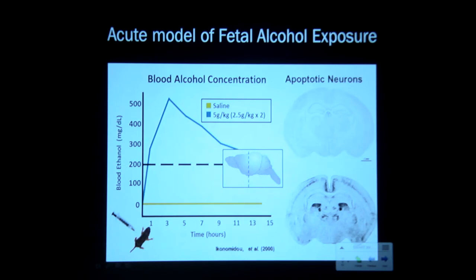So if we look at a section through a brain from an alcohol-exposed mouse versus a saline control-exposed mouse, you'll notice there's a significant increase in cell death in my alcohol-exposed mouse, as represented by all the little black dots in the image. You'll also notice that this cell death is present throughout the brain.